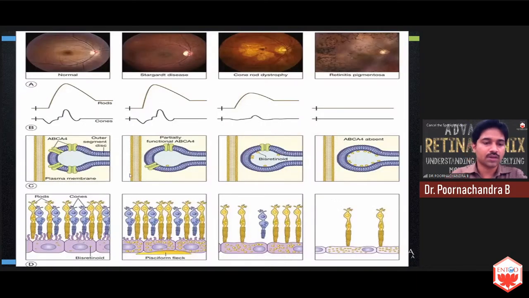I'll describe. See this cartoon, if the ABCA4 is fully functional, you can still have a normal fundus. If it's partially functional, you can have a classic Stargardt's-like appearance where you'll have all those flecks. And it can also have a cone-rod dystrophy-like phenotype. If the ABCA4 is completely absent, you can also get a retinitis pigmentosa-like phenotype. I do get a lot of patients who are referred as retinitis pigmentosa, but finally we end up finding a homozygous mutation in ABCA4.